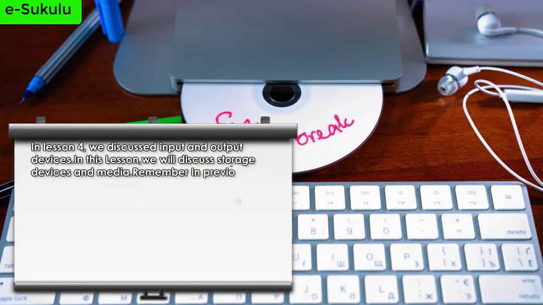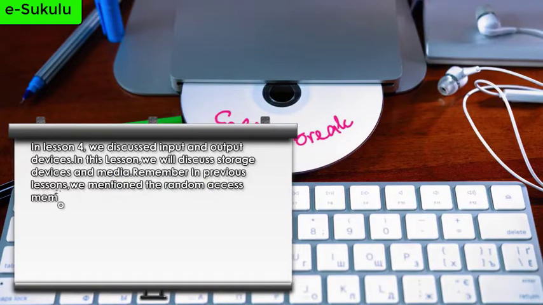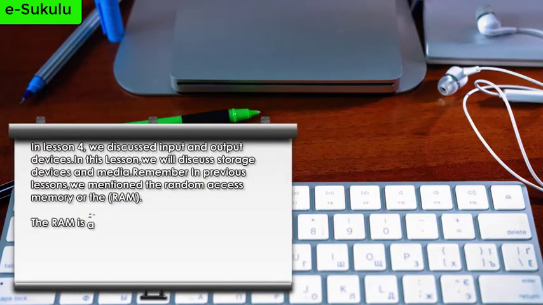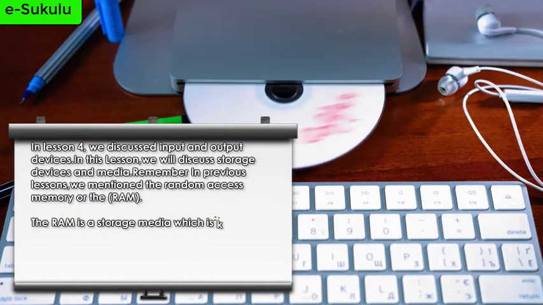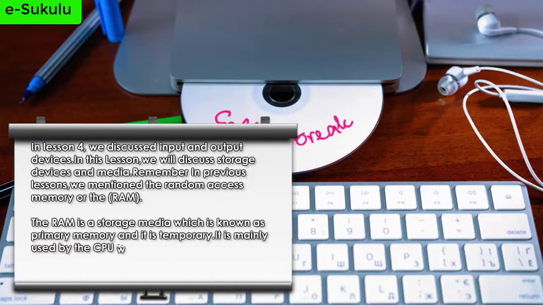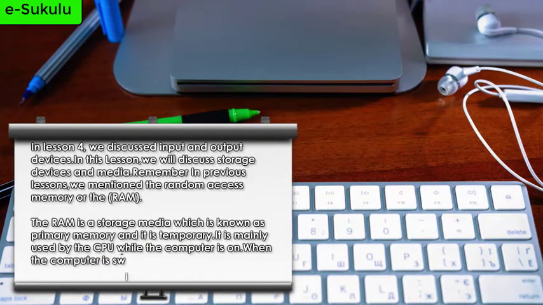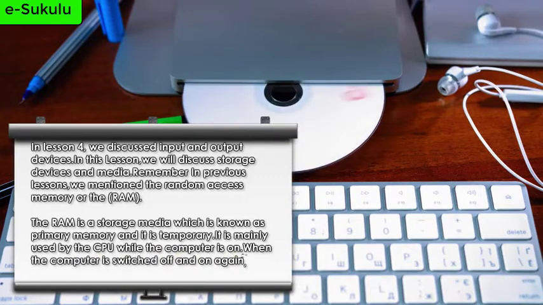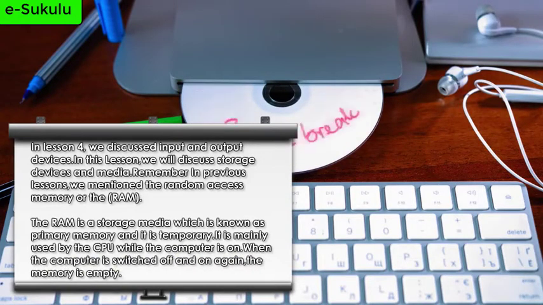Remember, in previous lessons, we mentioned the random access memory or the RAM. The RAM is a storage media which is known as primary memory, and it is temporary. It is mainly used by the CPU while the computer is on. When the computer is switched off and on again, the memory is empty.